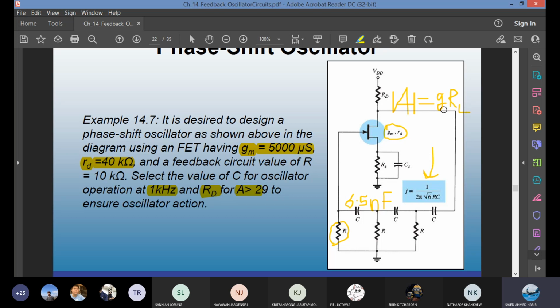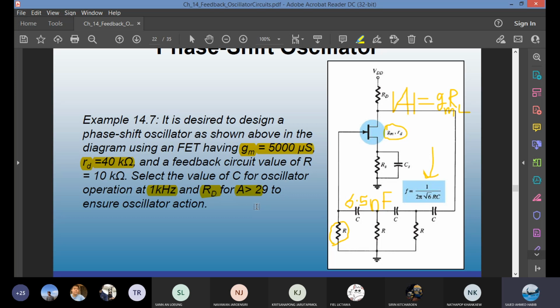I forgot the M. GM times RL. Normally it's minus GM RL, but we are taking the absolute value of gain. We can pick a number. As long as it's greater than 29, the oscillation will go on. What number should we pick?